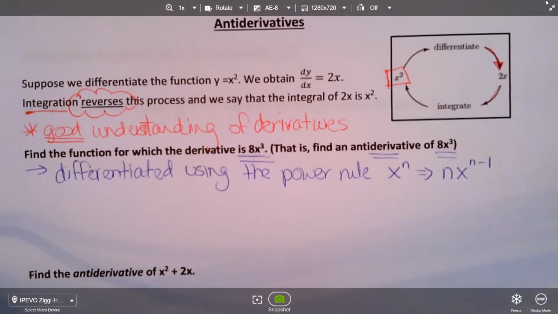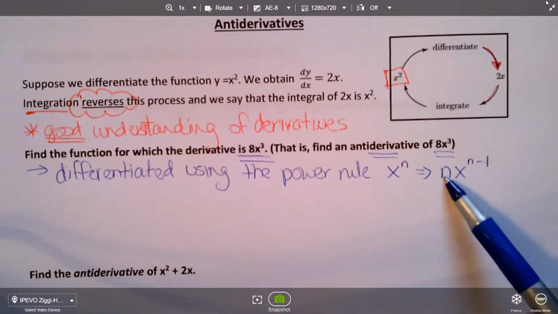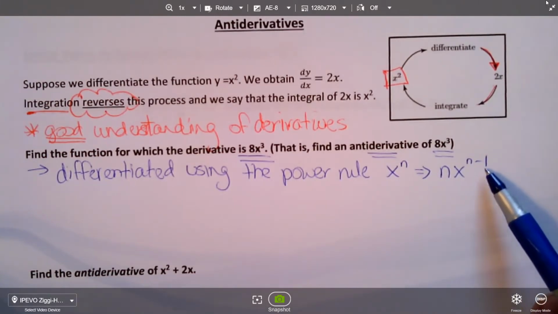So I would say that since I'm seeing a power, and a coefficient in front of the power, I feel pretty confident in saying that if I did do the derivative of something and it gave me this, it was the power rule that I would have used. So I had some kind of power, I brought it down in front, and I reduced my power by 1. Okay, so I know that that's the derivative rule that I would have used here.